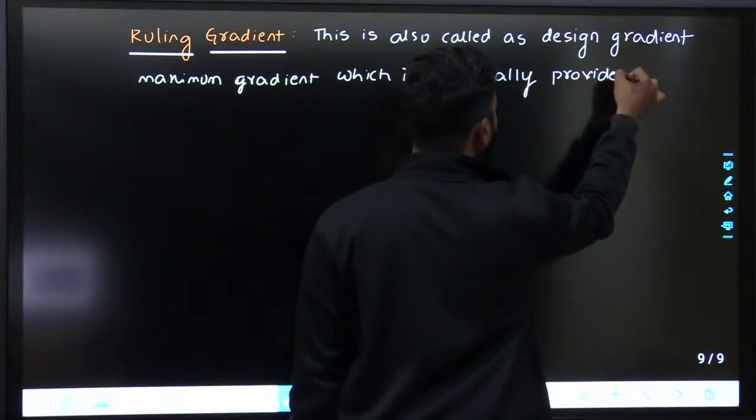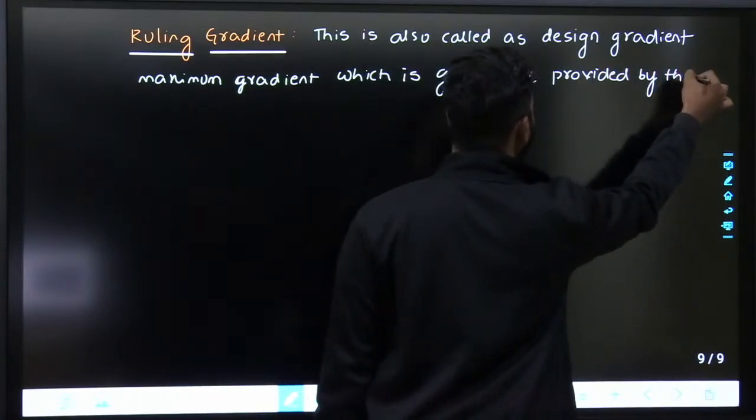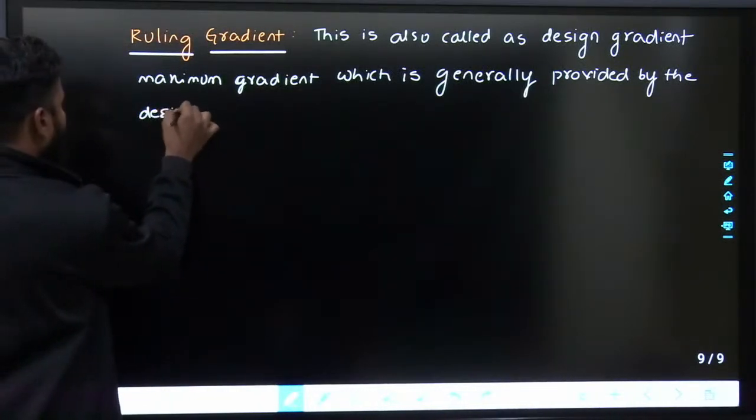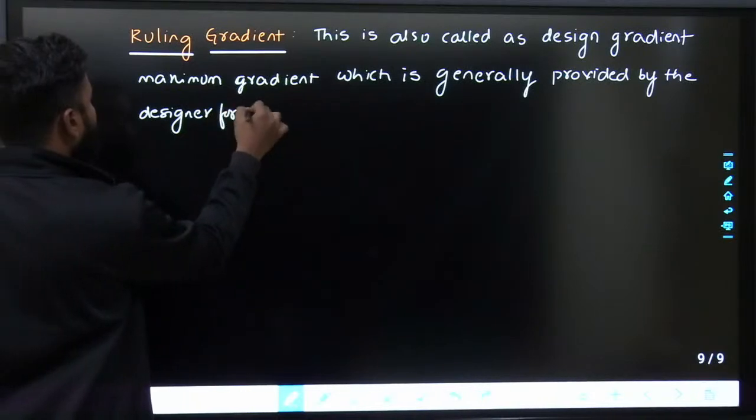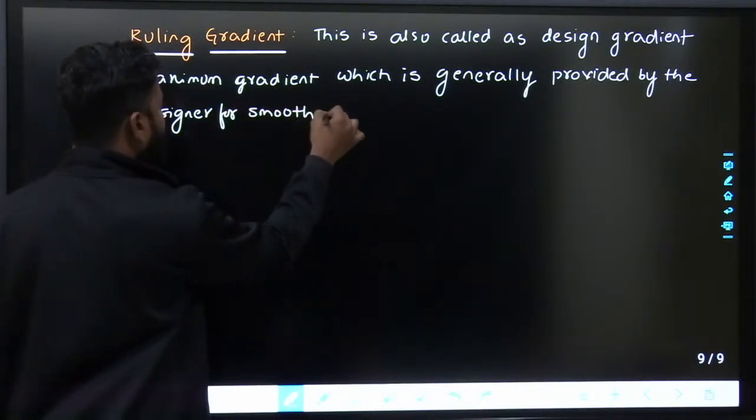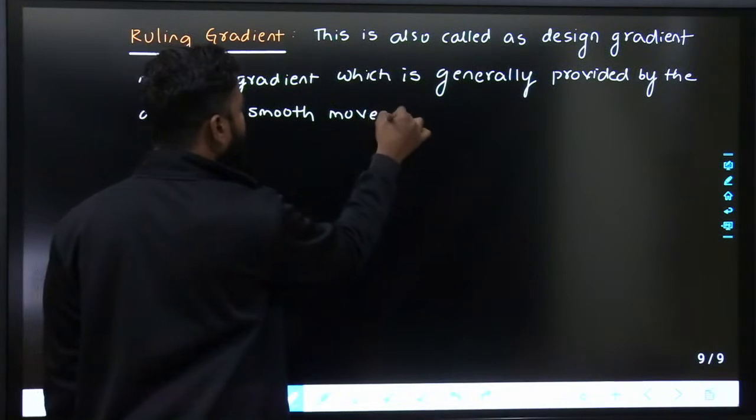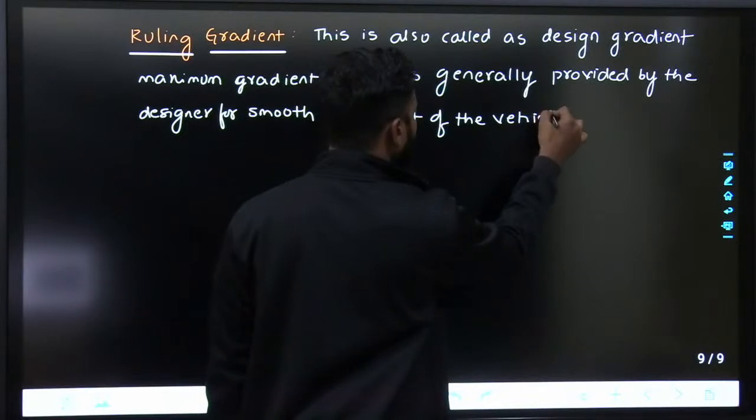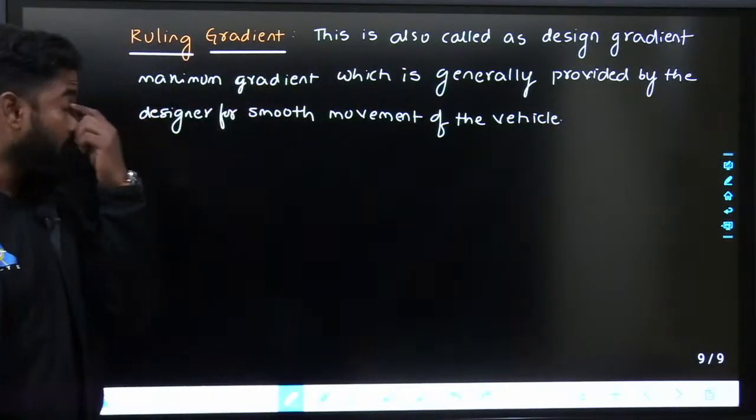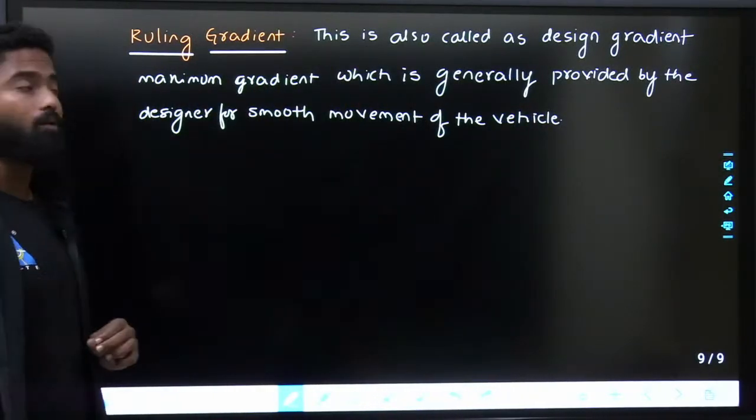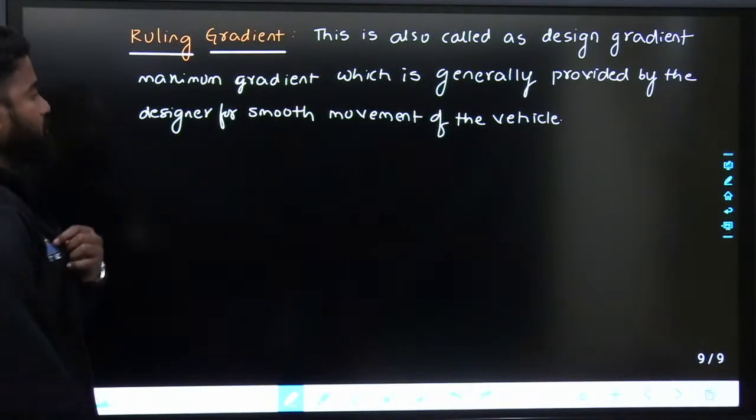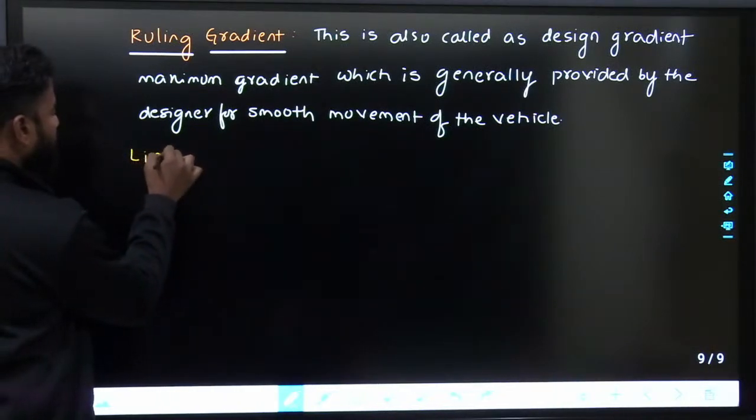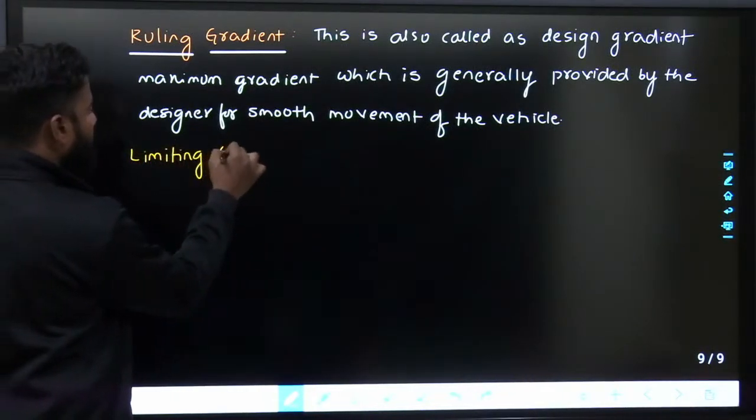Maximum gradient which is generally provided by the designer for the smooth movement of the vehicle, that is ruling gradient. And once ruling gradient is completed, next one is limiting gradient.